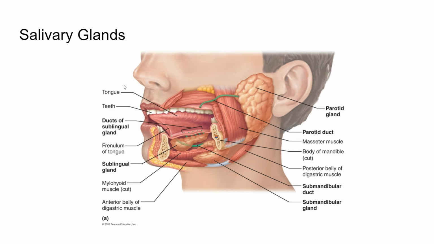All right, so you can see here the salivary glands associated with this. You have some really big salivary glands back here behind the jaw. We're not going to get into the specific names of them, but they're also located all throughout your mouth.